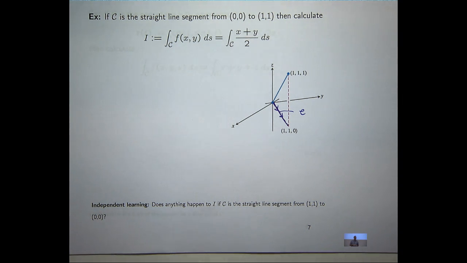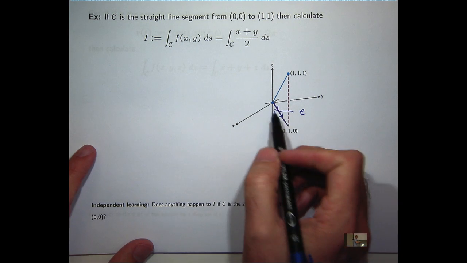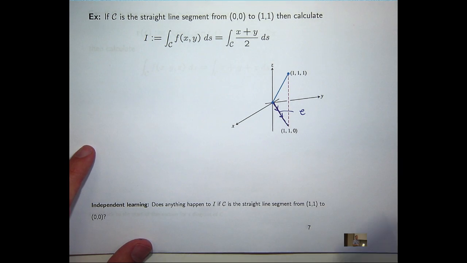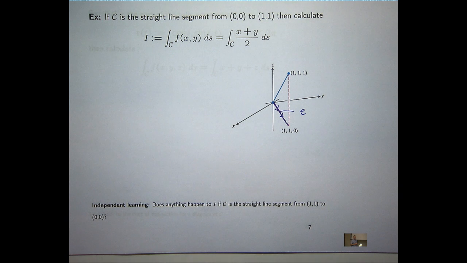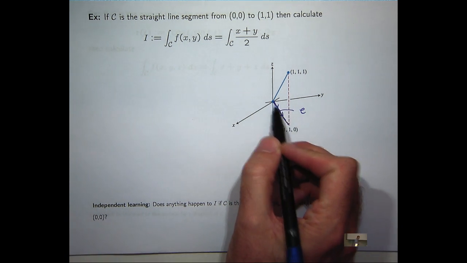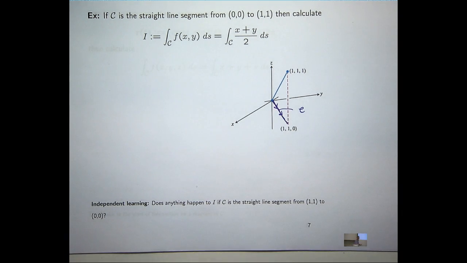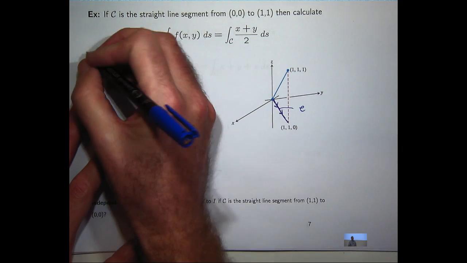Now notice the curve doesn't lie on either the x-axis or the y-axis, so it's something that we haven't really seen before, like we did at school with those kinds of integration. Okay, so what we're going to do is firstly parameterize the curve C. So how do I parameterize a straight line segment from one point to another point? Well, I did talk about this in the first lecture.